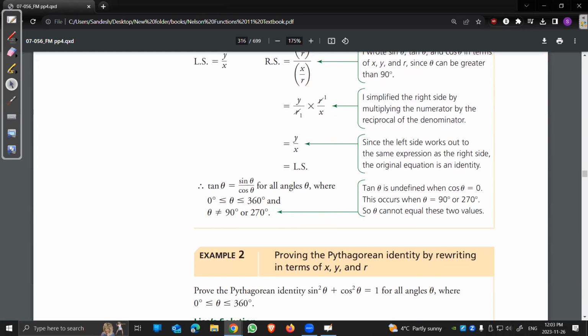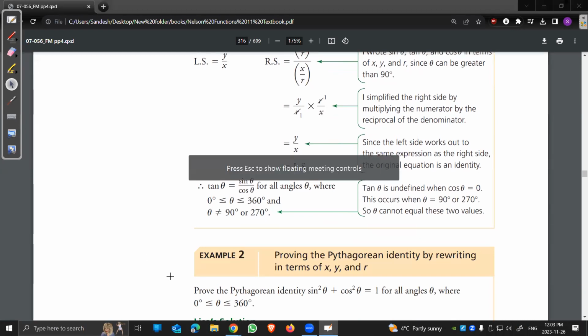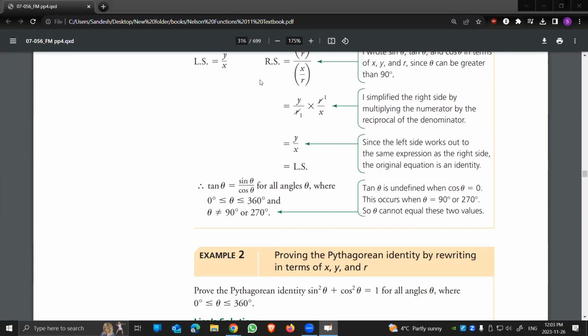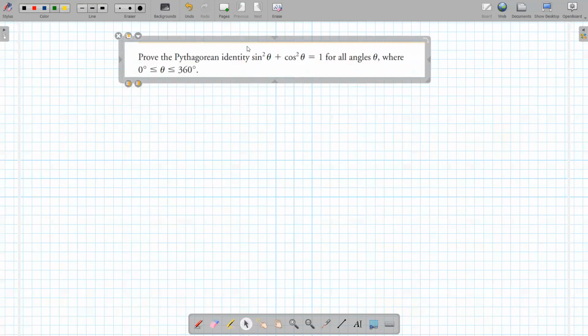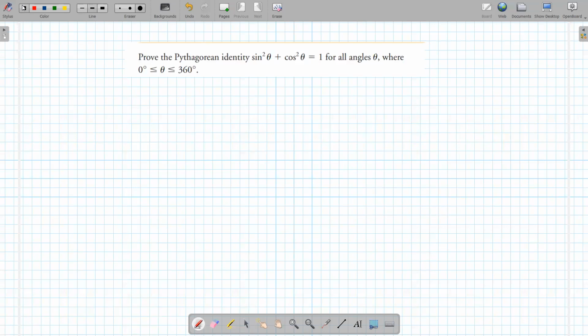Let's look at something called trig identities. This one here is a very popular identity: sine squared plus cosine squared is equal to 1. But where does that come from?